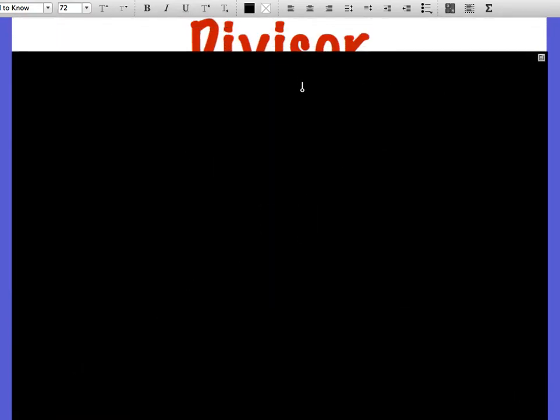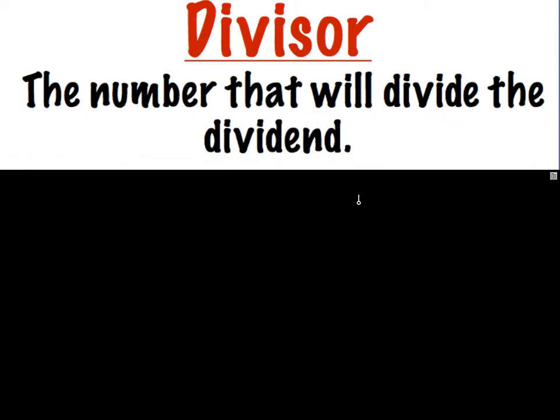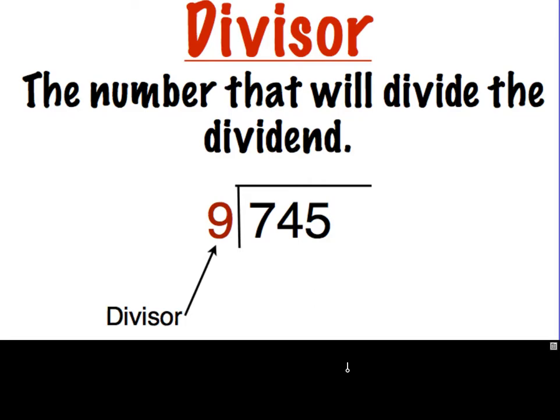And then the divisor, in this case, is what's doing the dividing. So like a teacher teaches, the divisor divides. So it's the number doing the dividing. So in this case, 9 would be the divisor. All right, so 9 is doing the dividing in this case, so it is the divisor.